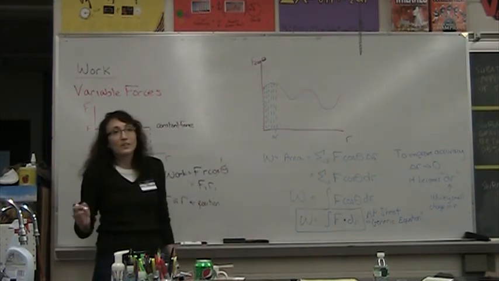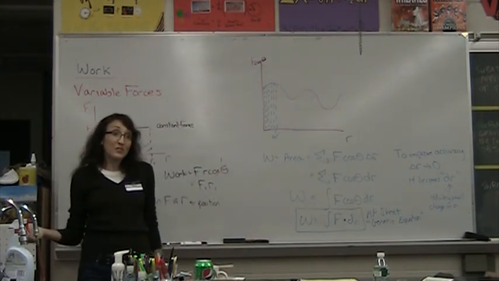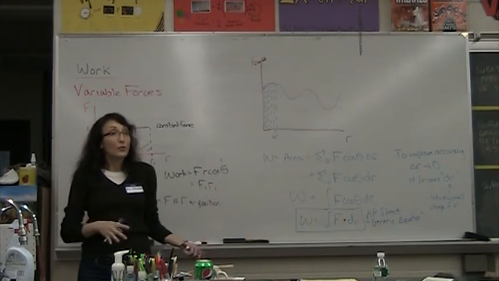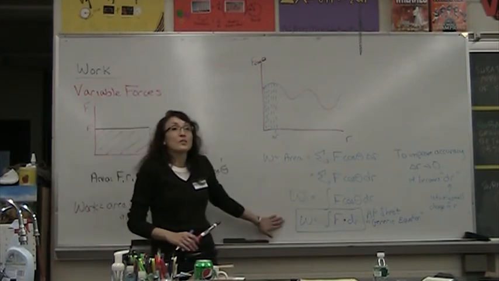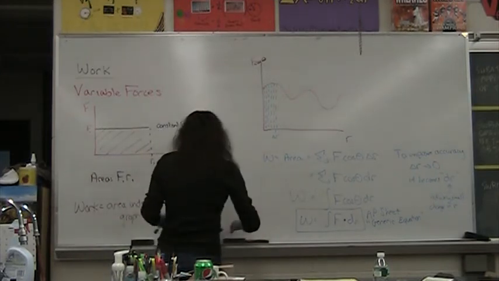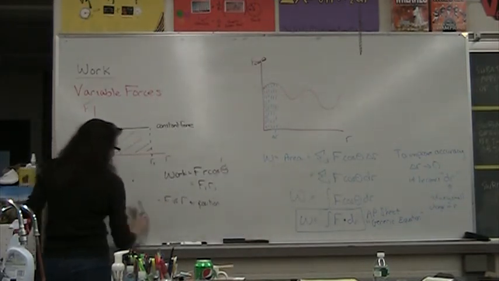So when I teach physics, I'm always talking about generic equations and specific equations. Work equals Fr cosine theta is a very specific equation, because force has to be constant, but this works in any situation at all. And this is what you see on the AP sheet. So how do you deal with this equation?